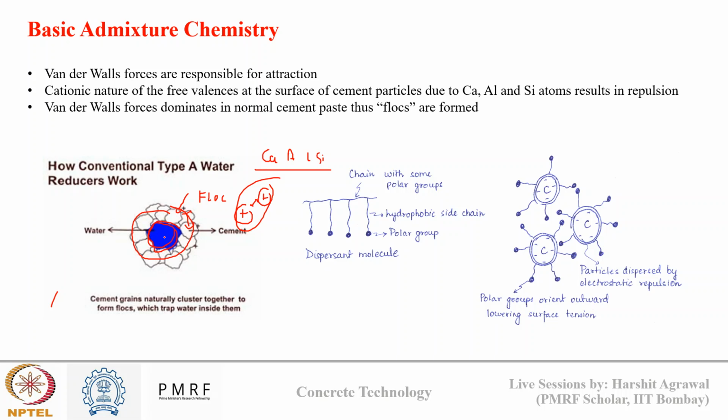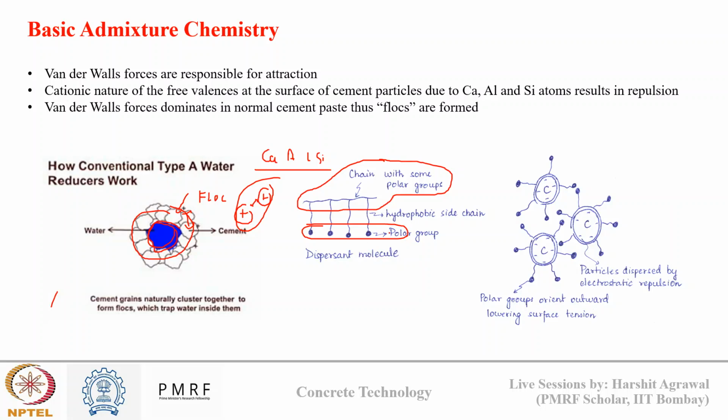Now, what happens when we add superplasticizers? So a superplasticizer has a polar group which is water loving, or we say hydrophilic in nature, and a non-polar hydrocarbon chain which is hydrophobic, like you can see here. This is the polar group which is water loving, and this is the non-polar group, which is my hydrophobic side chain.